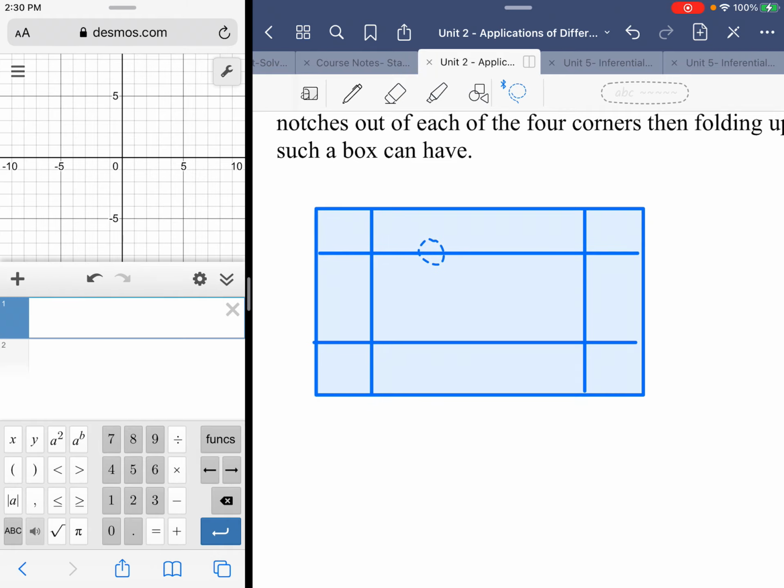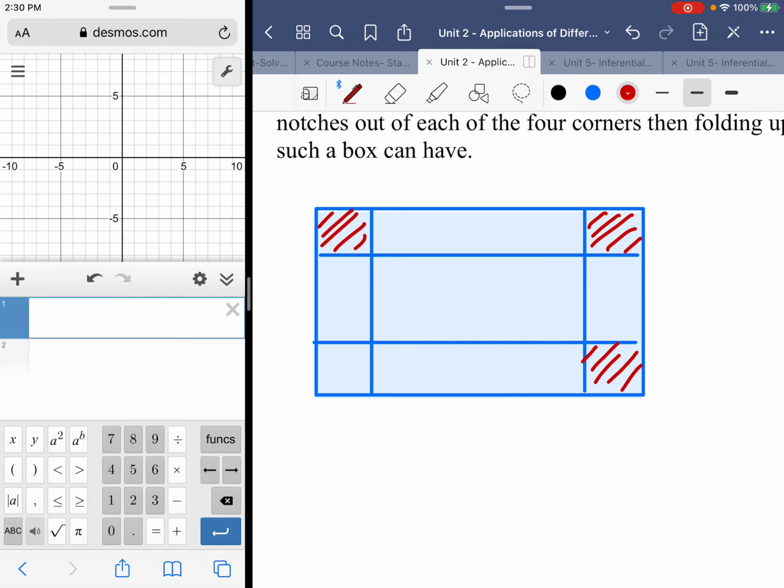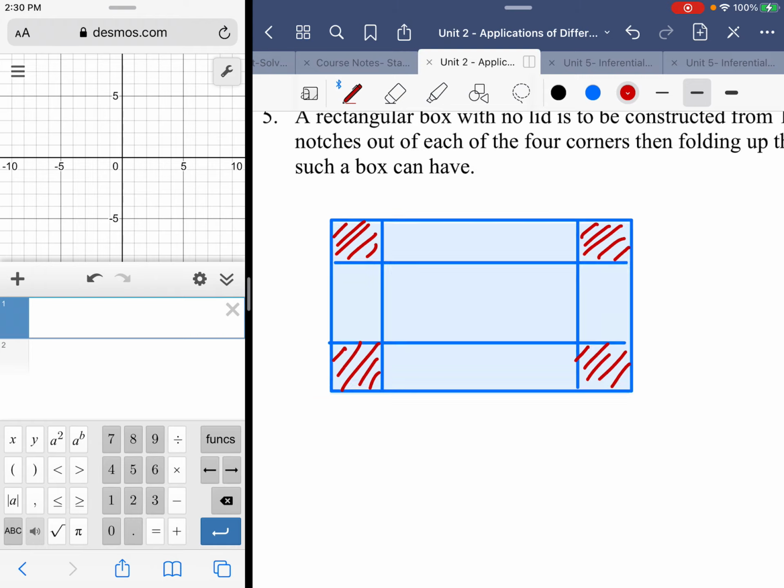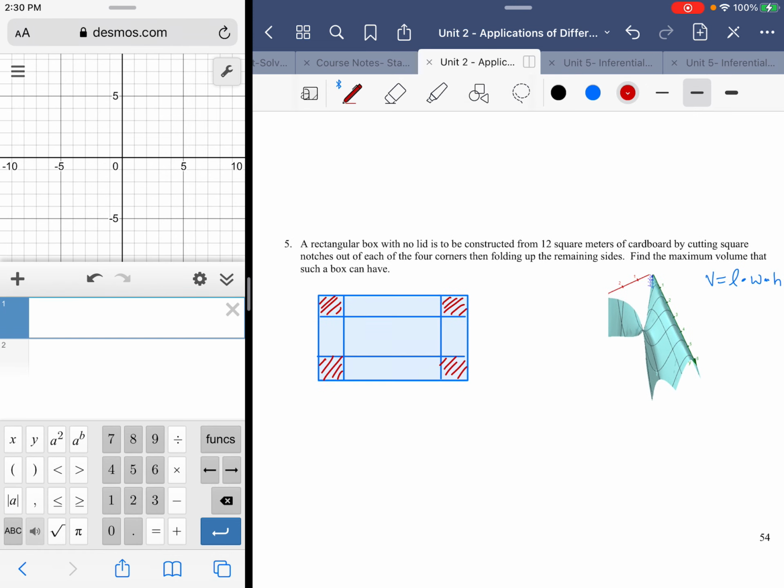Okay, it's not going to be perfect, but it's all right. Each one of these little square regions is what we're working with. Those will be cut out, and those flaps will be folded up. This is the same general setup as in a pre-calc, algebra, or calculus class. If we're given this piece of cardboard that's 12 square meters, we're trying to find the dimensions that could be multiplied to give us the volume.